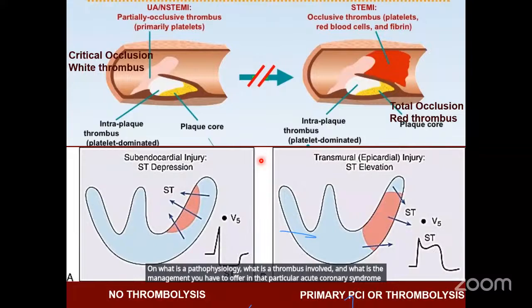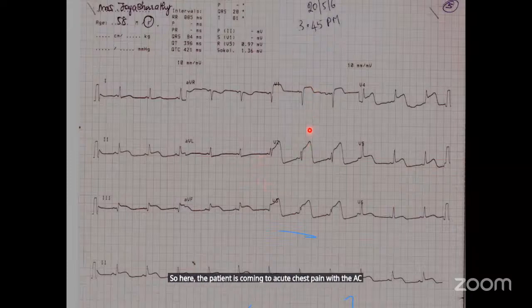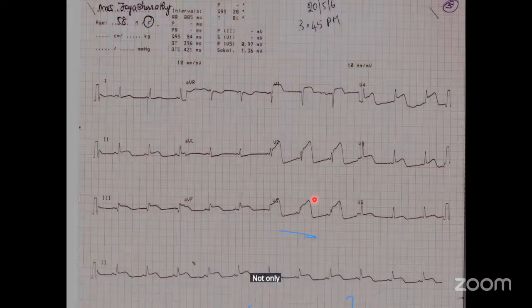Here, an echocardiogram is not going to help you. Even a coronary angiogram may not help you. So here, the patient comes with acute chest pain with ST segment elevation. The immediate understanding is I have an acute occlusion due to red thrombus. Look at where the ST elevation is: V2, V3, V4. So I definitely know this is supplied by the left anterior descending artery. So here I know not only that it is an acute coronary syndrome, not only an acute occlusion, not only a total occlusion, not only a red thrombus, but also that it is in the LAD territory. So here I have to do a thrombolysis or a primary PCI.